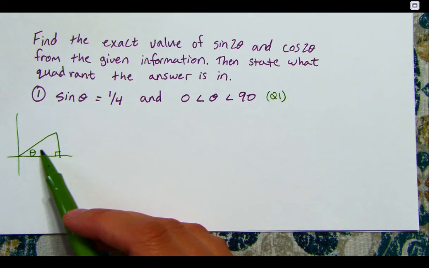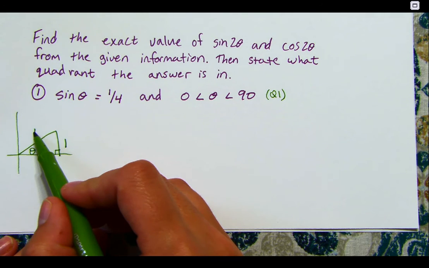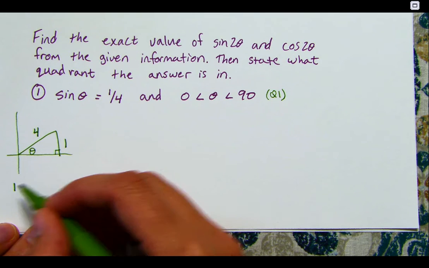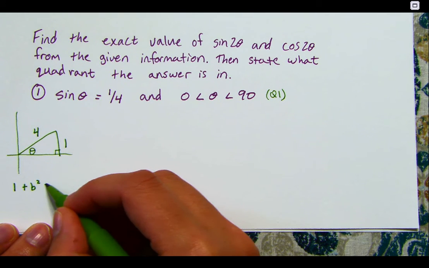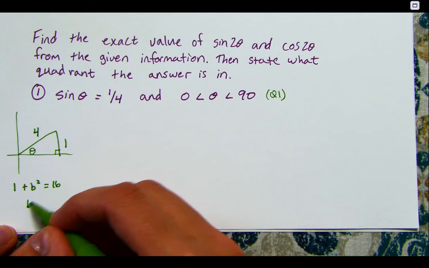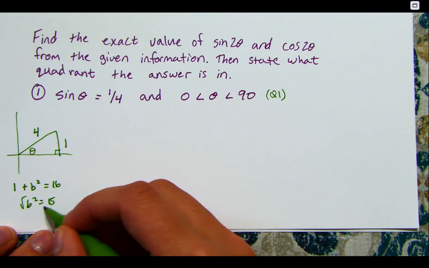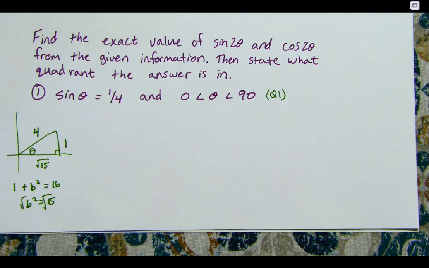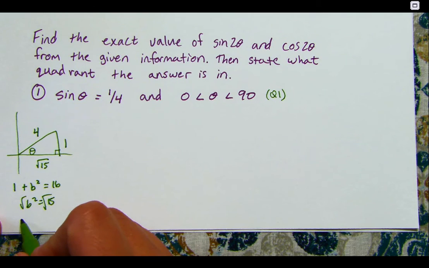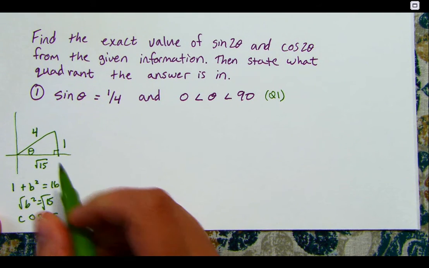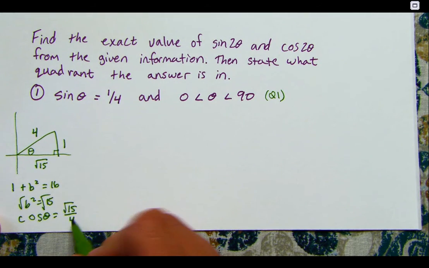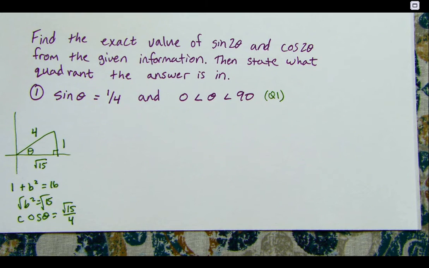So I'm going to start by drawing my right triangle. And sine, we have the opposite side as 1, hypotenuse is 4. So to find our missing side, we would have 1 squared, which is 1, plus our missing side squared equals 16. Subtract that over to get 15. And then we would take the square root. So square root of 15 is that missing side, which then means that our cosine theta, so the adjacent side, is square root of 15 over 4.